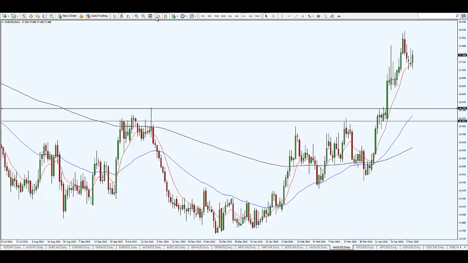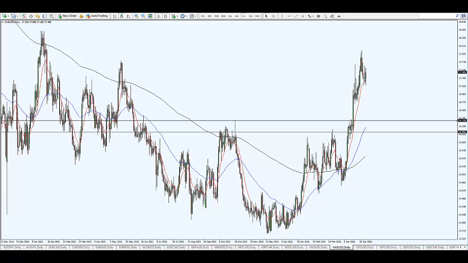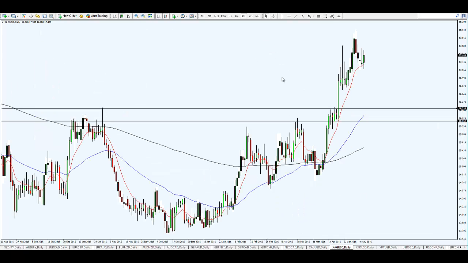I like it to be ranging for a long period of time, like this over here, where we have this inverse head and shoulders pattern. I like price to be ranging for a while before taking the breakout. So again, these are just some of the basic rules that I use to trade the markets.